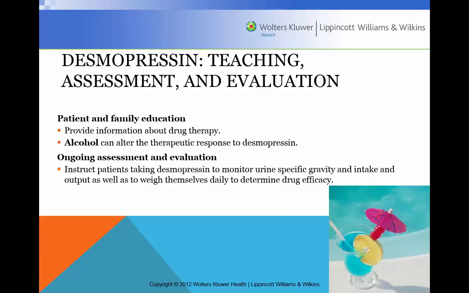We do want to instruct patients taking desmopressin to monitor their urine-specific gravity and intake and output, as well as to weigh themselves daily to determine the drug efficacy and how well the drug is working. Decreased urine output and thirst are signs of a therapeutic drug response with desmopressin. If they're on it for prolonged periods of time, of course we're going to have to do EKG studies periodically, and periodic lab studies to make sure that they're not becoming too hypovolemic at that point.